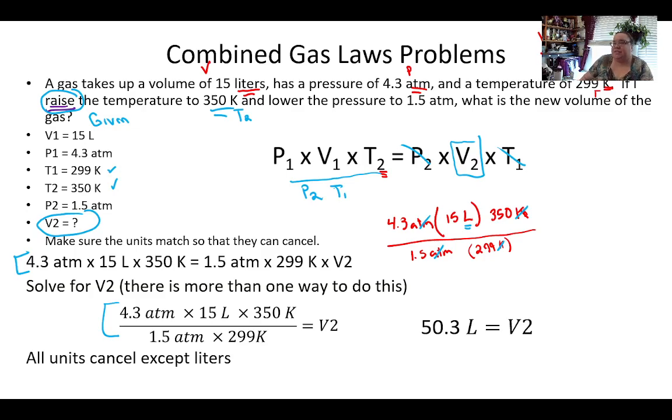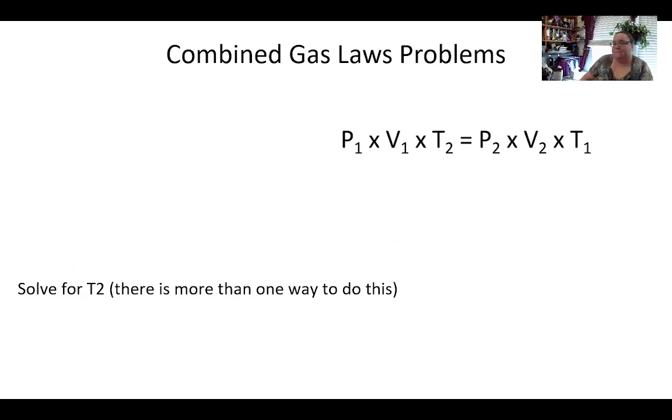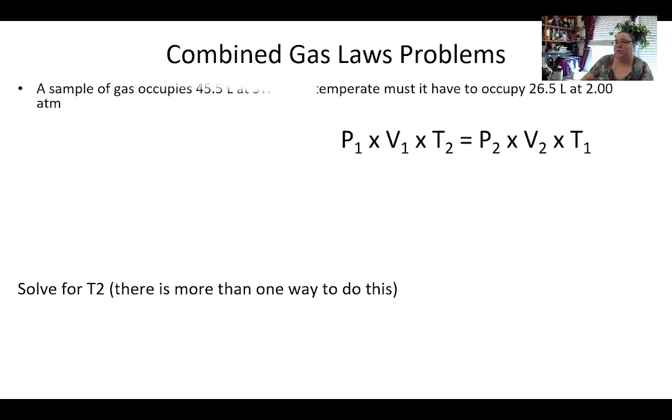All right, let's look at another gas law problem. We're going to ignore the fact that little extra line's down there. A sample of gas occupies 45.5 liters at STP. What temperature must it have to occupy 26.5 liters at 2 ATMs? We'll put that unit beside the number.